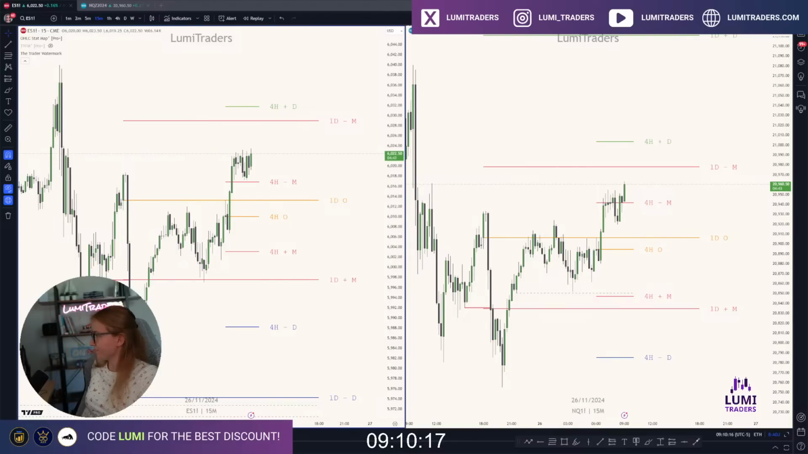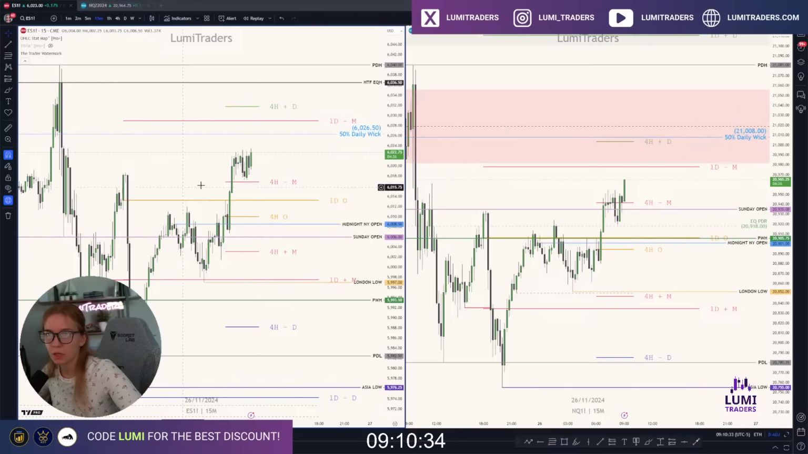So honestly, higher time frame bias, in my opinion, is still bullish, but the bias for today is kind of tricky in my opinion. I would like to explain why. Let me bring my drawings back. As long as we're below and trying to hold this 50% of daily week right here, there's a chance to go lower.